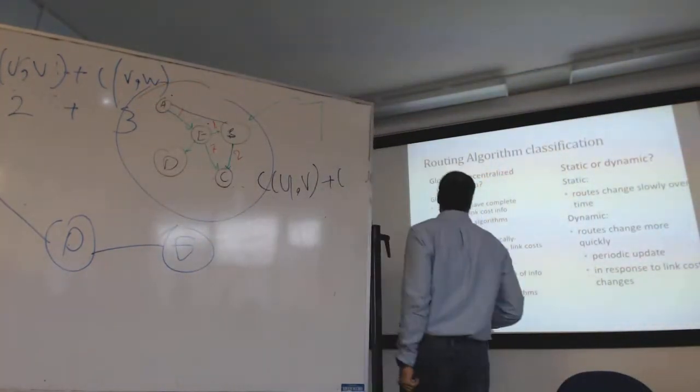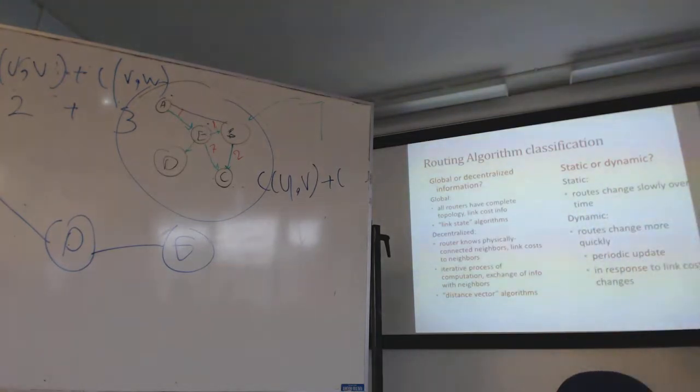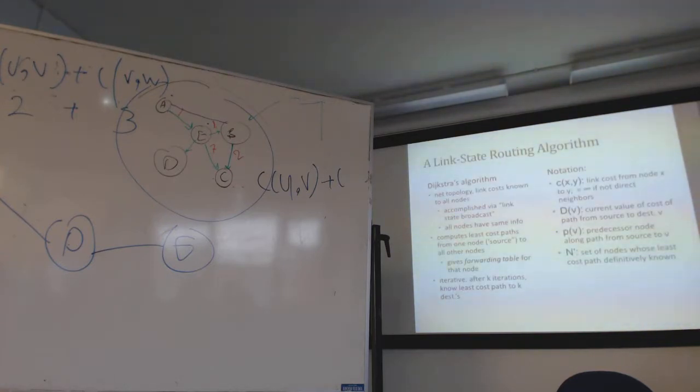Good. So I'm going to give examples here. The global one is the link state, which I'm going to use as a routing algorithm. Meanwhile, the decentralized one is called distance vector. I'm not going to cover this here. So we focus on the link state. Let's focus here, because I'm going to do a practical example afterwards.